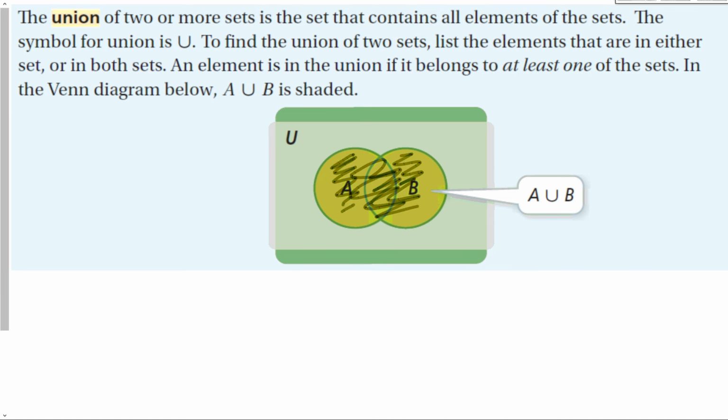So if we have a number, a thing, any element at all that is in any of this region right here, in part A or part B, then it is going to be inside the union of these two sets. If it's out here in the rest of the universe, then it's not inside the union.